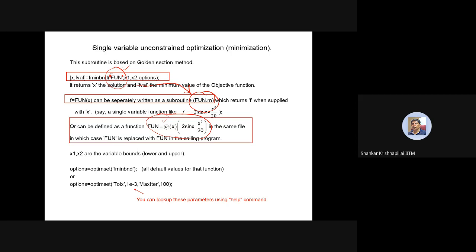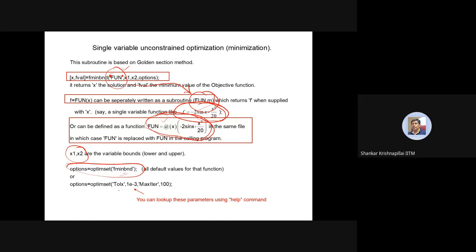Let us look at an objective function like this: minimize f equals minus 2 sin x minus x squared by 20. You can write this in a single line like this, and x1, x2 are the variable bounds, that is the lower and upper values of the search range. Before you use this function, you have to use options equal to optimset fminbnd. That will load all the default values of the subroutine.